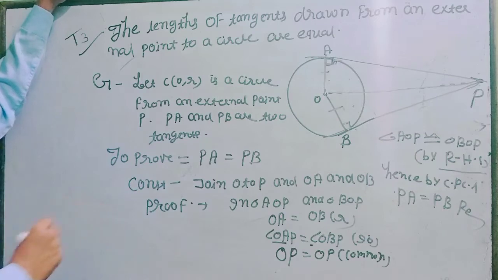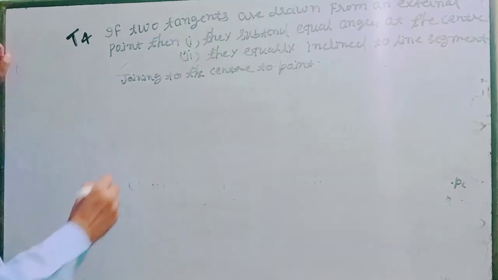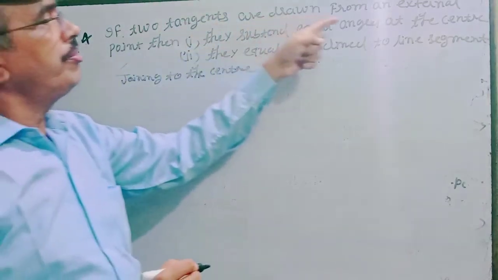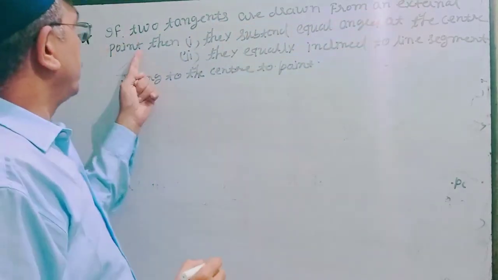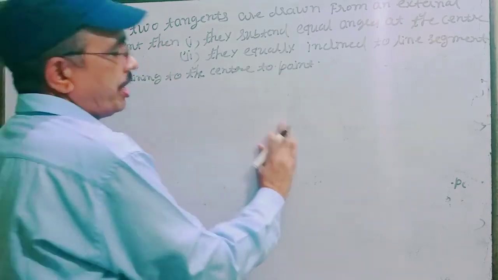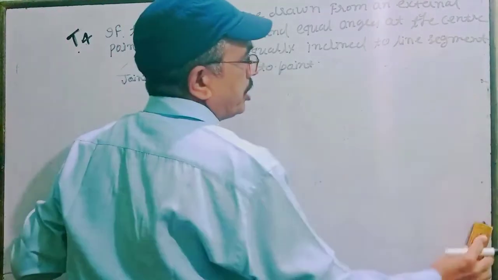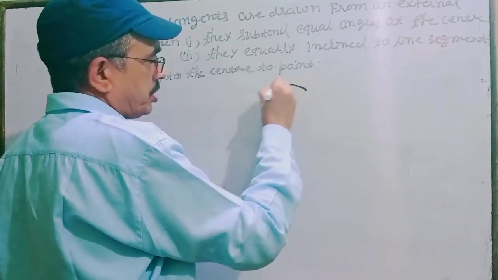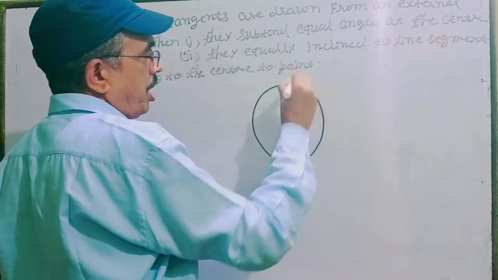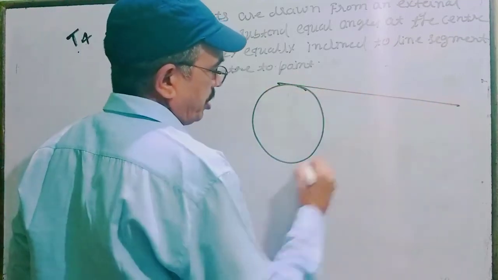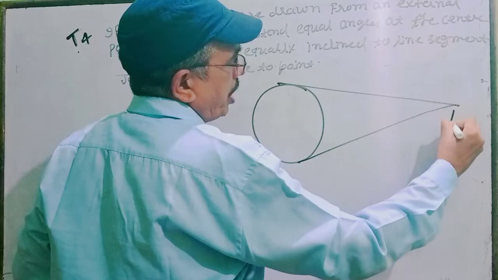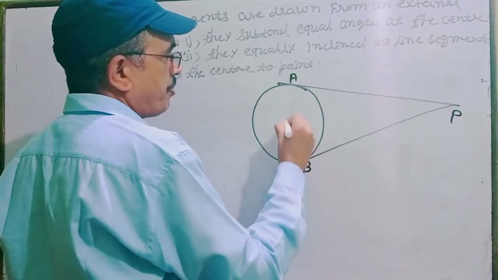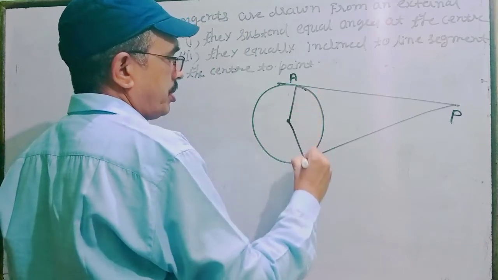Now see your fourth. Now see theorem 4. If two tangents are drawn from an external point, then, that means the question is that two tangents are drawn from an external point. So here is a circle and two tangents are drawn from an external point. Suppose P is the external point and the two tangents, PA and PB, are drawn.